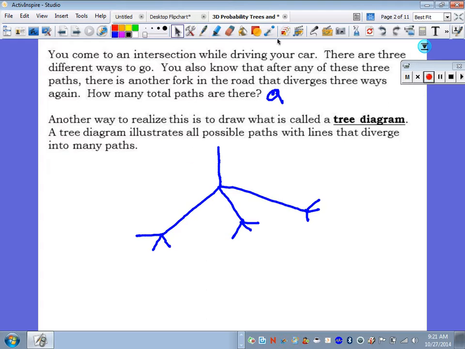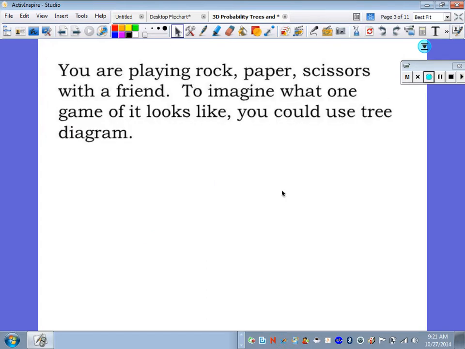Okay, so let's go ahead and go to the next one. So now here, think about this. We did this activity, playing rock, paper, scissors with a friend. To imagine what it would look like, you could use a tree diagram. So this would be where I'd like you to draw one and see what you come up with. Now keeping in mind there's two of you, and so when you both play, you either both get rock, you both get paper, you both get scissors, or one of you gets rock and the other paper. And so you want to come up with how many choices you have. That one I'd like you to do on your own.